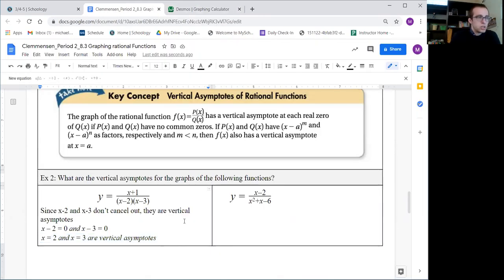Are there any questions on part 1 of example 2? Any questions on how I found my vertical asymptotes, how I knew that they were both vertical asymptotes, anything along those lines?